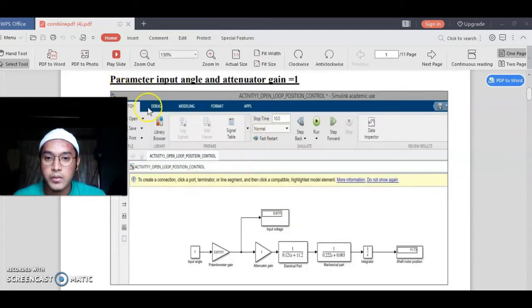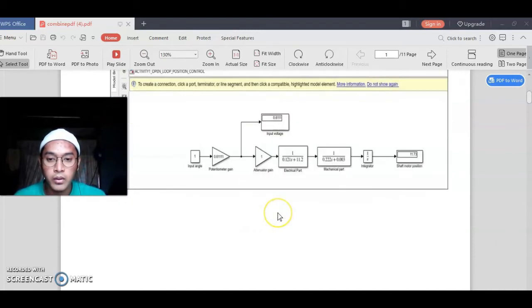Okay, for the first one, this is the circuit simulation for activity 1. We need to set the parameters: input angle and attenuator gain equal to 1. I set input angle 1, attenuator gain 1, and then I get the shaft motor position 11.73 and input voltage 0.61111.